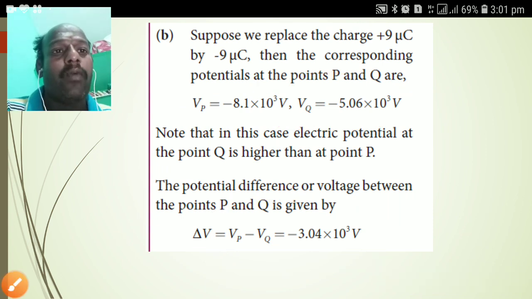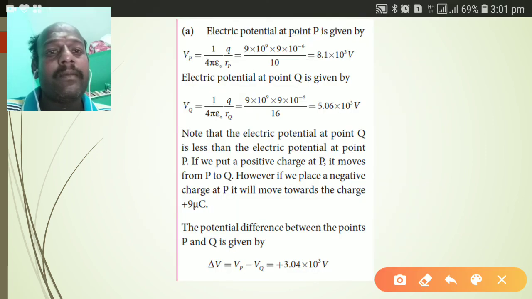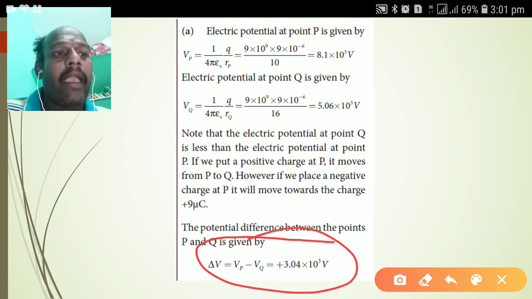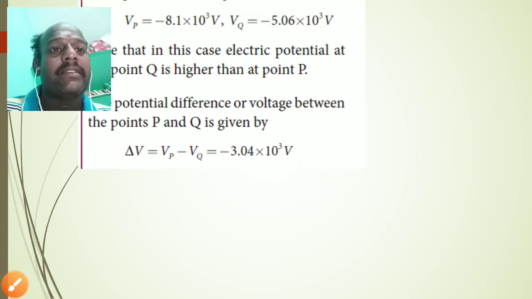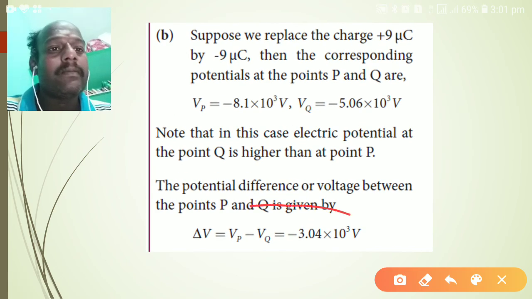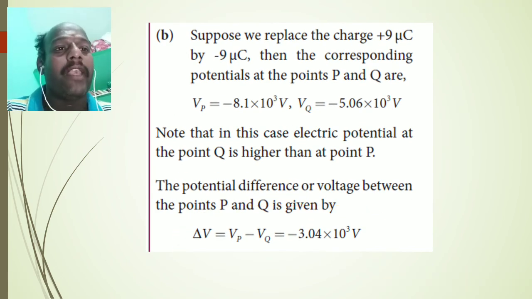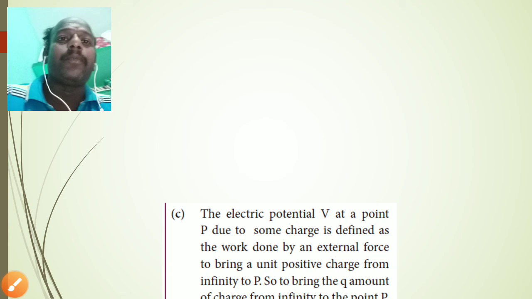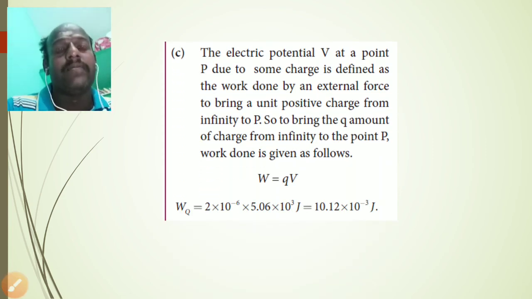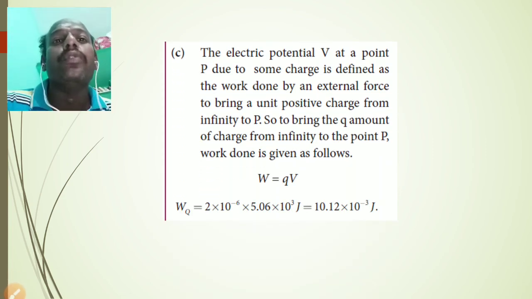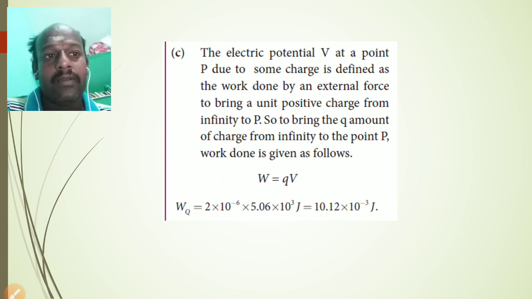So look at what happened in the previous session and what happened in this session. Both will be equal, and the electrostatic potential energy, that is the work done, will be equal to Q times V. So this will be the final value.